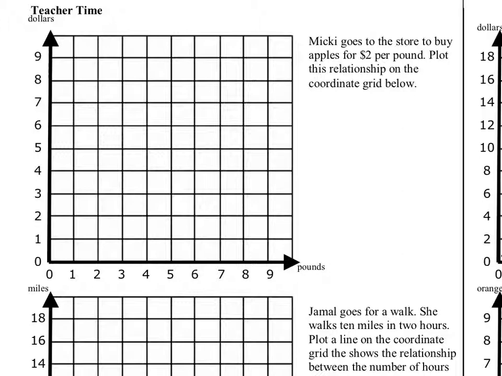So I'm going to think about this first as an XY chart. It says Mickey goes to the store to buy apples for $2 per pound. Plot this relationship on the coordinate grid below. Now, looking at the coordinate grid, we need to make sure that we understand what X and Y are. So the first thing that we're always going to do in these problems is look at our coordinate grid, and then look at our units for X and our units for Y. What are my units for X in this problem?